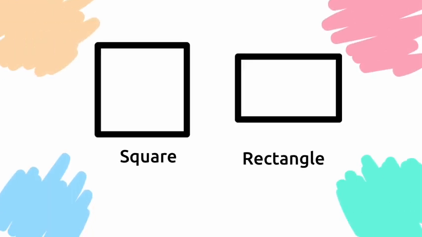What's the difference? In a square, all sides are equal. In a rectangle, opposite sides are equal, but not all four.